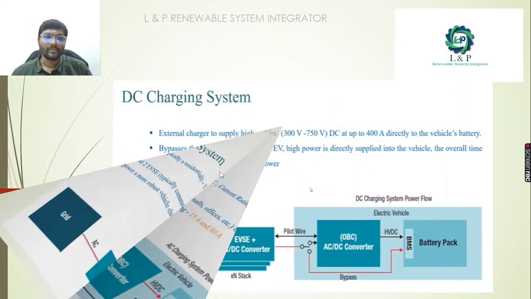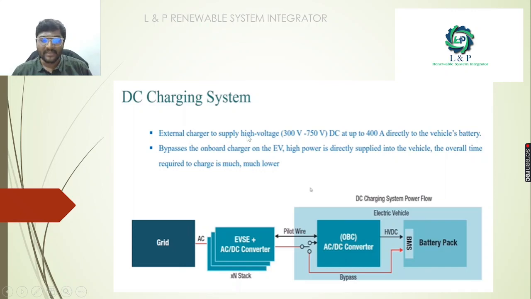this level 2. In the case of DC charging, see here we have a grid, we have AC, and we have an EVSE with an inbuilt AC to DC converter. We have pilot wires also. Since the AC to DC converter is connected externally, by bypassing the on-board converters we can directly charge our batteries. So this is our electric vehicle, and this is the DC system charge flow diagram. From the grid we are getting AC supply, and through the EVSE and the AC to DC converter we charge our batteries directly.